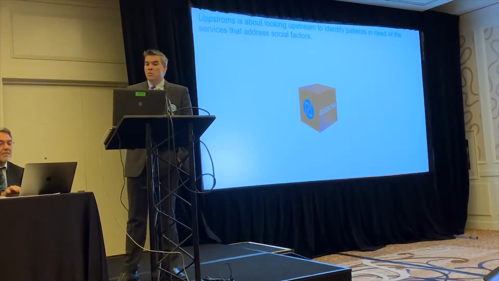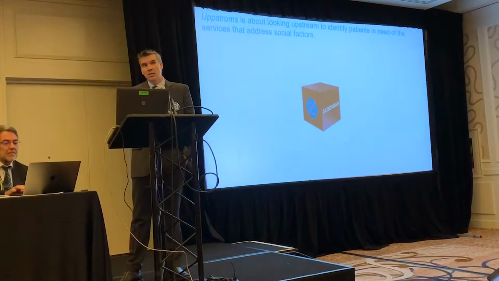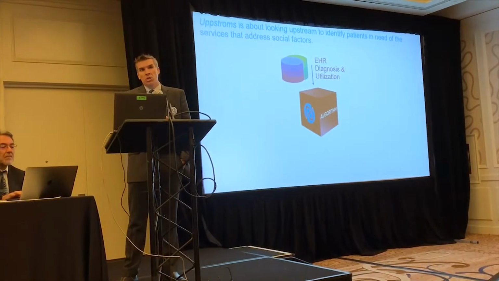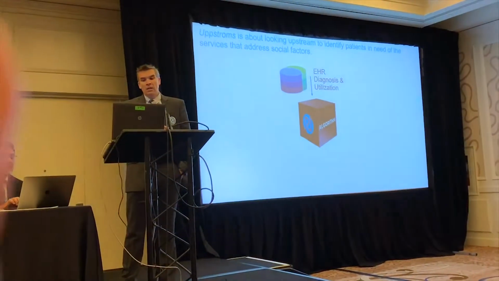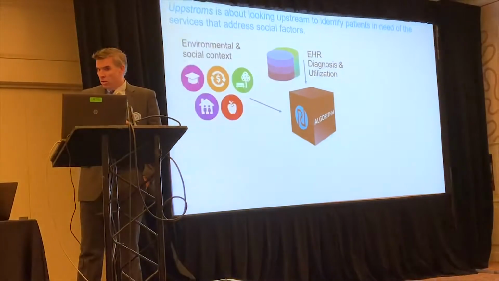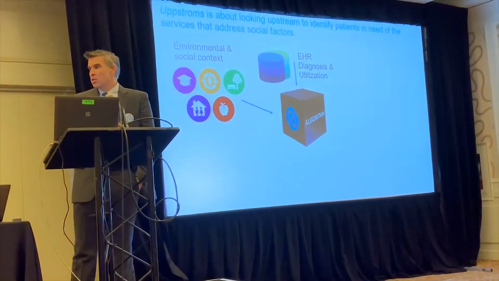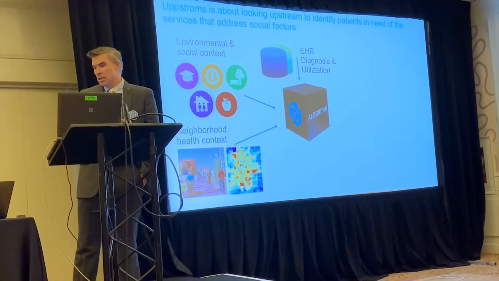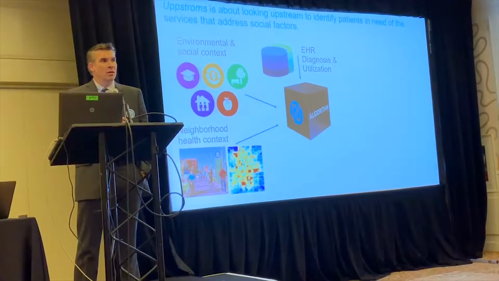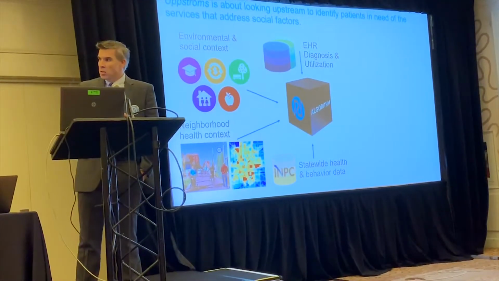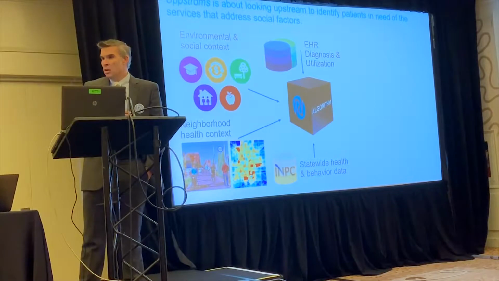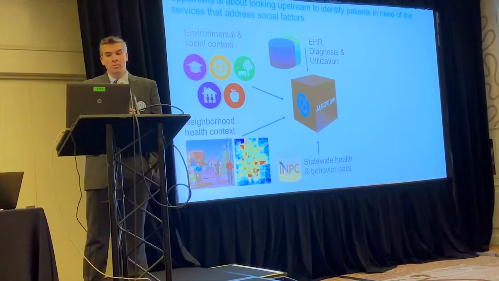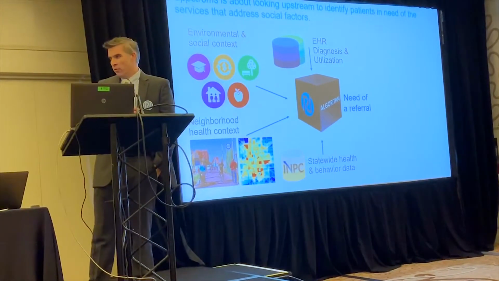It's about looking upstream to identify patients in need of services that address the social factors and turning them into actionable solutions. So we have our machine learning algorithm to which we input diagnosis and utilization data from the electronic health record. We layer on environmental and social context information about the patient. We then add public health data sources that describe the health status of the patient's area and general trends. And then we also add statewide health information exchange data, so we have longitudinal behaviors and diagnosis and encounters from beyond a single institution.